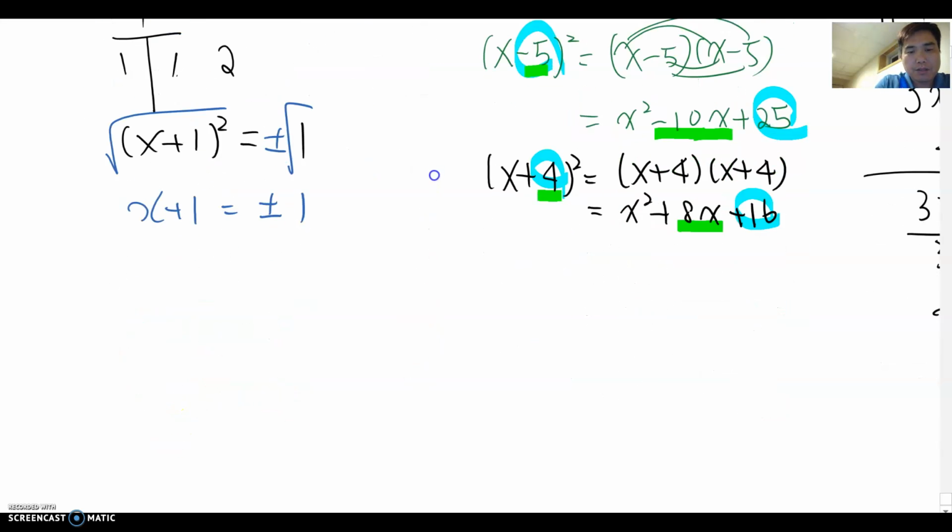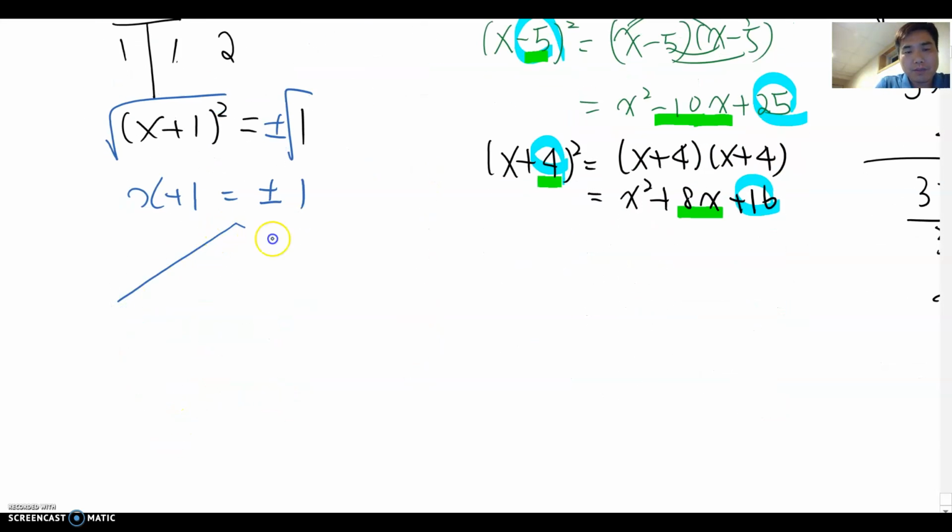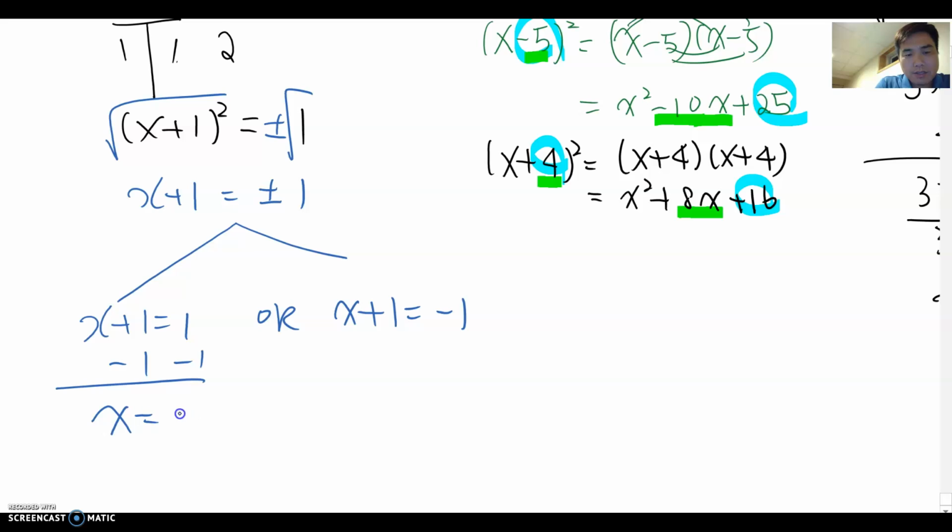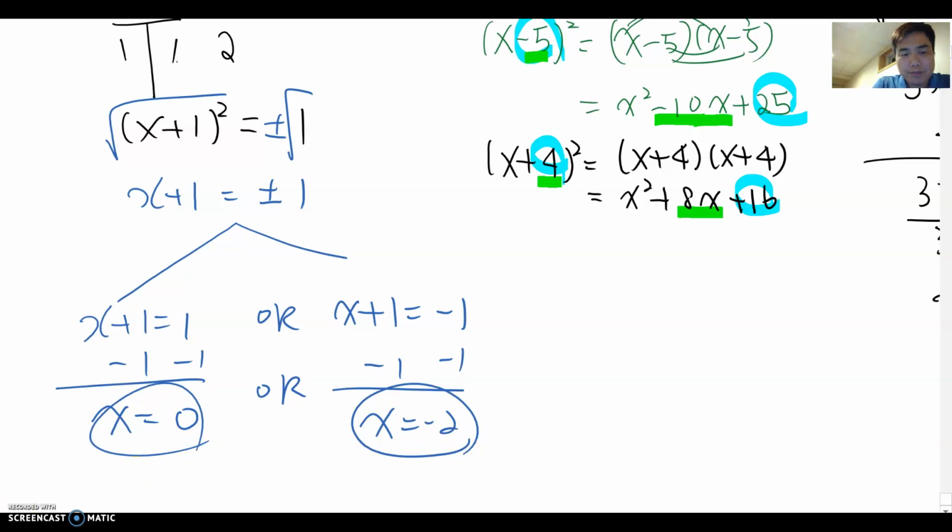Now, because both are rational terms, you can divide this into x plus 1 equals 1 or x plus 1 equals negative 1, and solve for x. Then this becomes x equals 0 or x equals negative 2. That will be the answer.